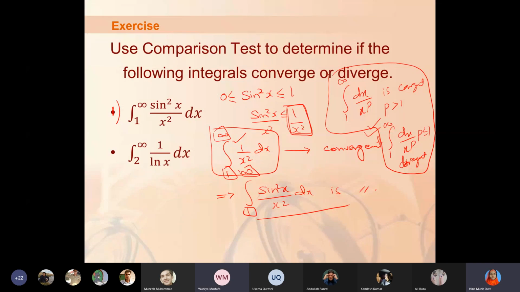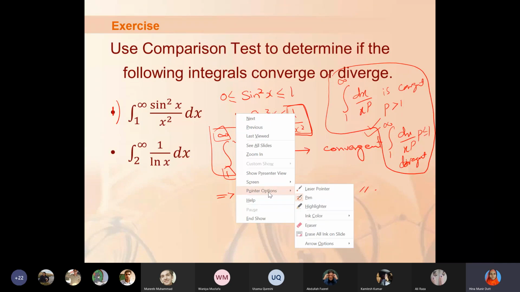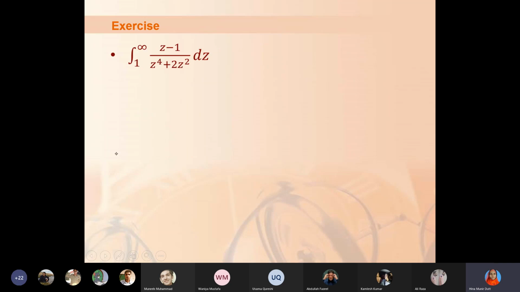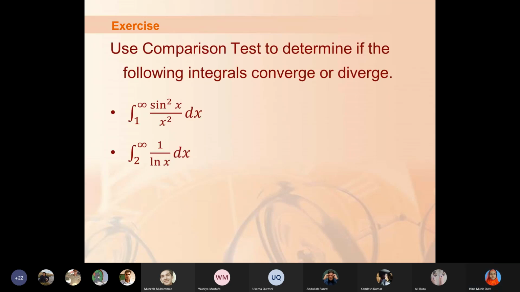Yes, ma'am. Okay, ji student. What about the second one? What about the second exercise? Exercise 2. This is 1 over ln of x. What is the relationship between ln of x and x?